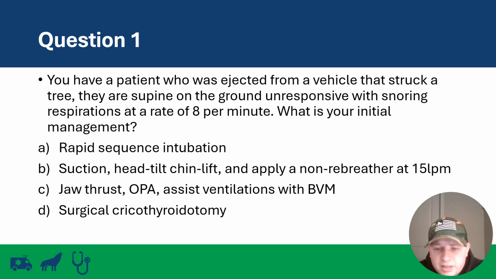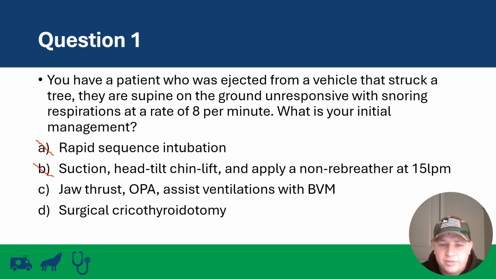Okay, so answer A, rapid sequence intubation. This patient may be a good candidate for that, but I noticed the question said, what's my initial? So I don't think that RSI would be a good initial intervention. So I'm going to go ahead and cross A off because I don't really like it. Suction, okay, suction may be fine. A head tilt chin lift, I shouldn't do a head tilt chin lift in a trauma patient, so I know that B is not the correct answer. Okay. C, a jaw thrust. I like a jaw thrust. This is a trauma patient. An OPA. Yeah, he's snoring. OPA, get that tongue off the back of the throat.